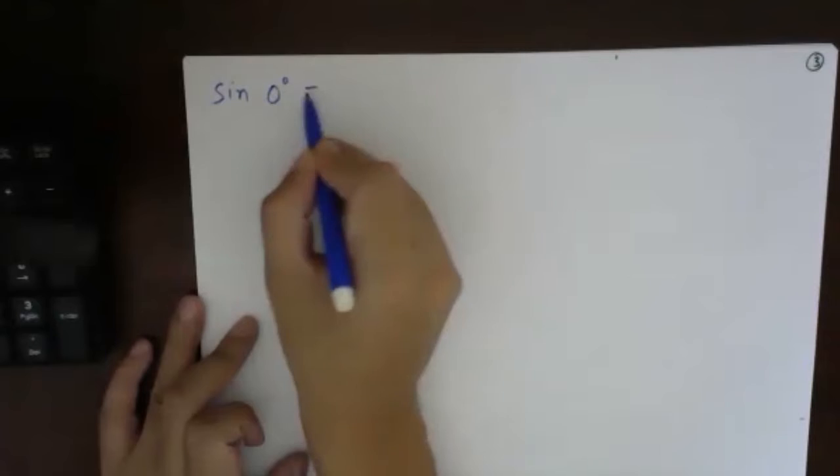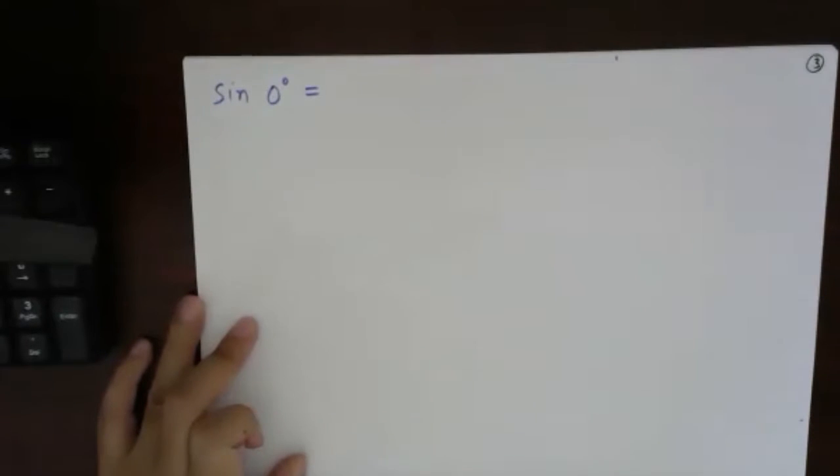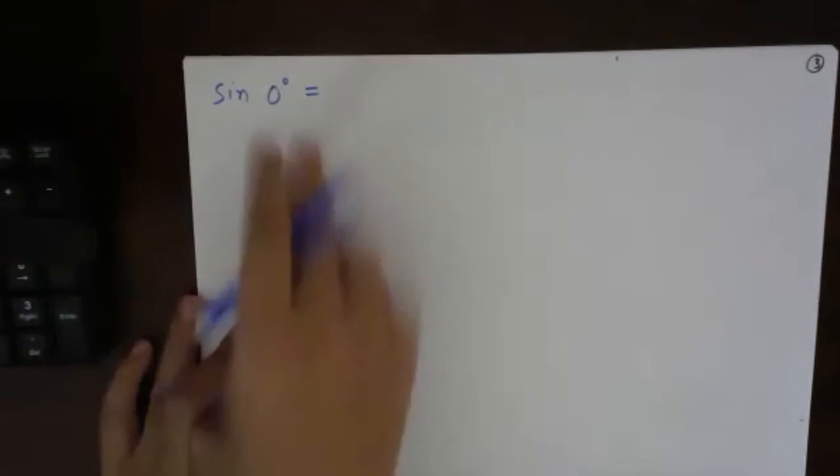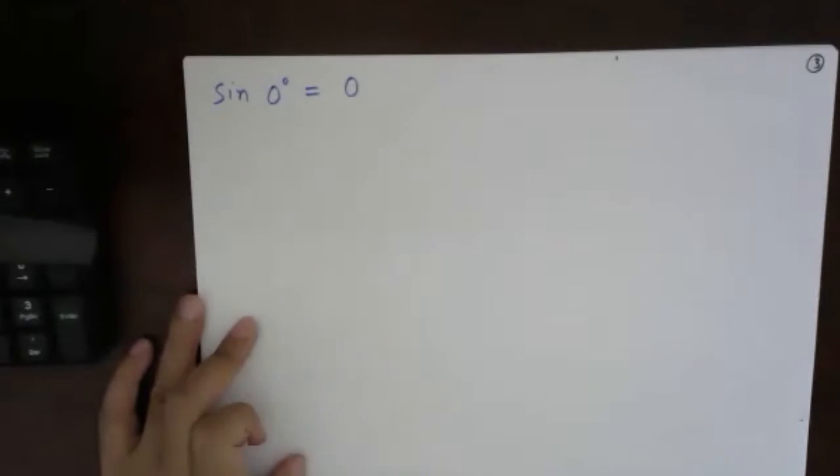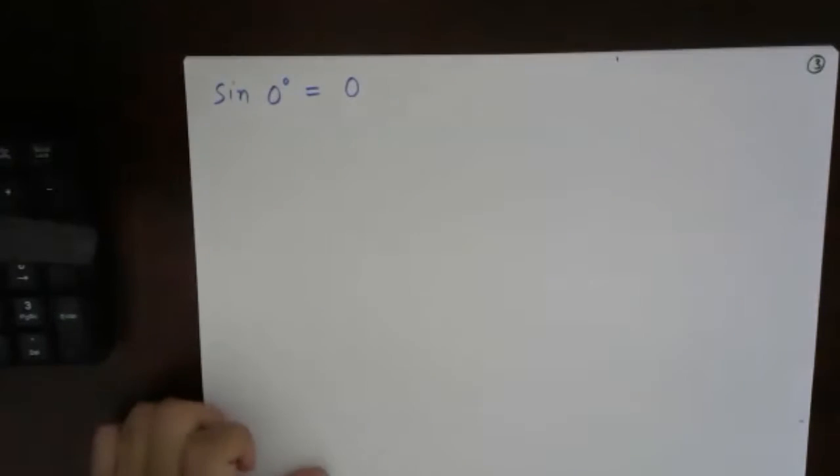Can you draw a triangle? We have also seen, everybody must know this, sine of 0 degree. What is the value of sine of 0 degree? Most of us know that sine of 0 degree is nothing but 0. Everybody knows sine of 0 degree is 0.